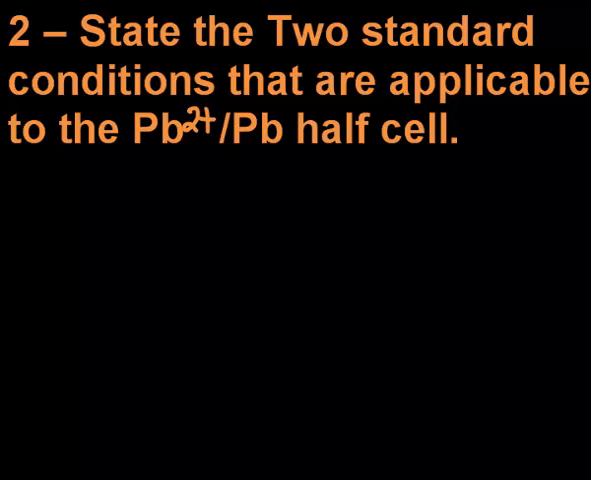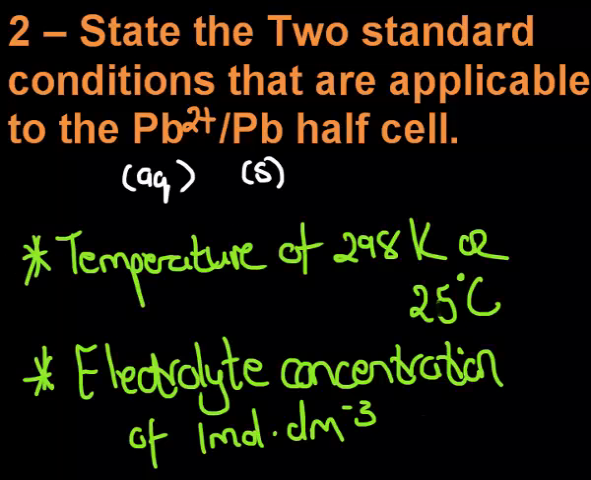Now the next question is slightly different to what we used to have. It asks us to state the two standard conditions that will be applicable to only my lead half cell. Now our lead half cell has Pb2+, and that means that it is in the aqueous phase, and we're going to have lead all by itself in the solid phase. So once again, here we will not have any specific pressures because we don't have any gases. So the two standard conditions would be a temperature of 298 Kelvin or 25 degrees Celsius and an electrolyte concentration of 1 mole per cubic decimeter.